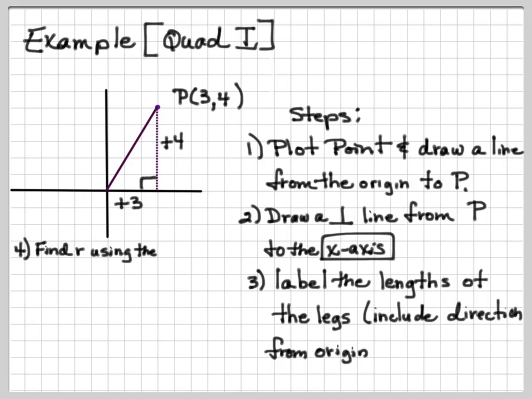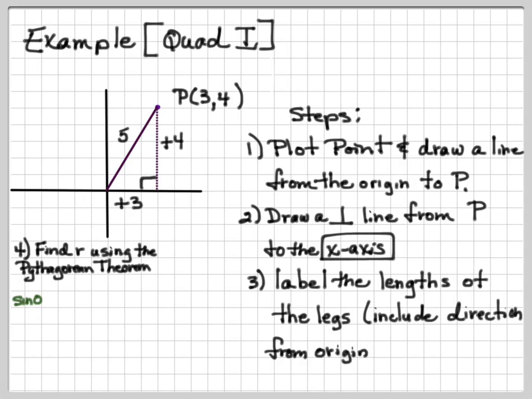And if we want to find r using the Pythagorean theorem, that's not too hard on this one. We know it's a 3, 4, 5 triangle. Or if you didn't remember that, you could use the Pythagorean theorem to solve for r, which will be 5. That length, that hypotenuse length, will always be positive. It will never be negative.